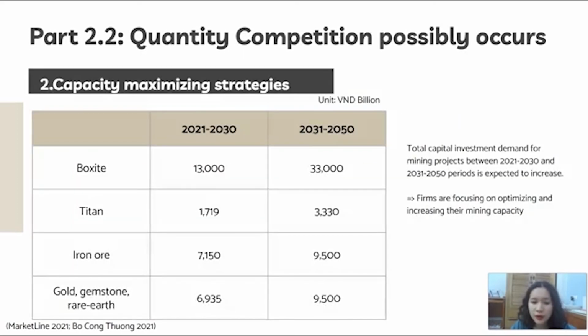Another reason to prove the quantity competition exists is that many capacity expansion projects from 2021 to 2050 are calling for increasing capital investment. Some mining products are significantly attractive, including bauxite, titanium, iron ore, and precious metals.